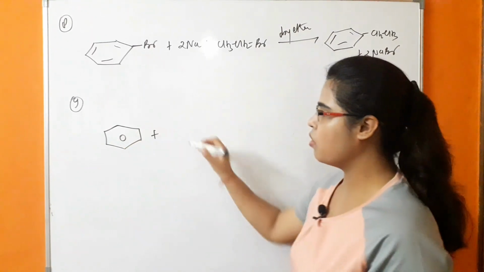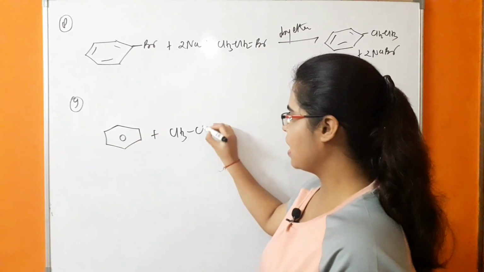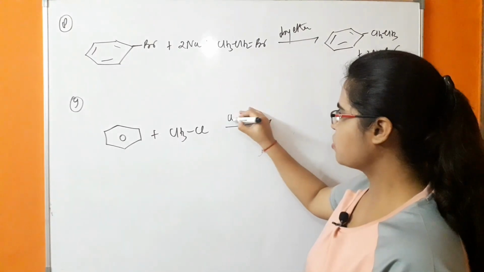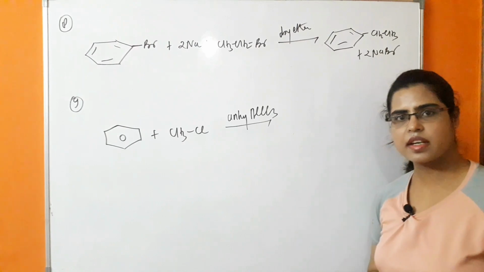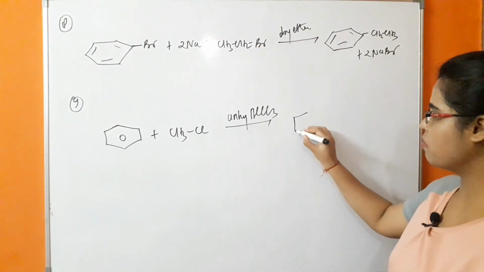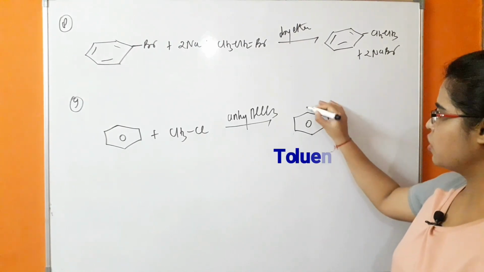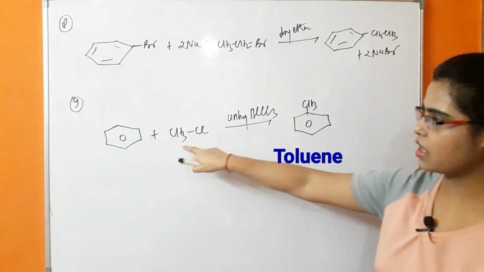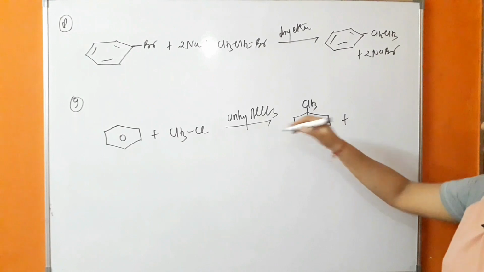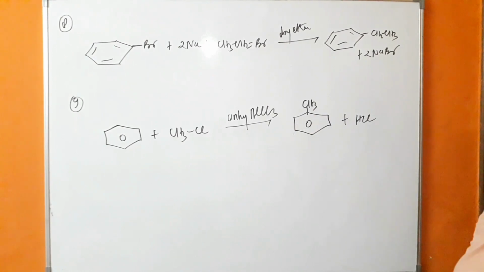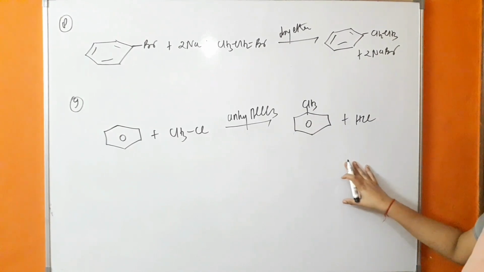In the presence of alkyl halide and anhydrous AlCl3, which behaves as a catalyst, toluene will be formed. The alkyl part will attach at this position, and there will be removal of HCl. So what is happening in this case?